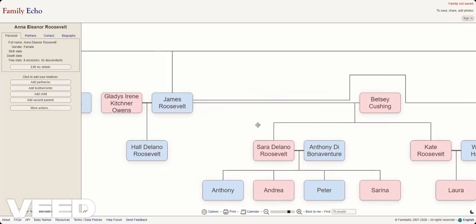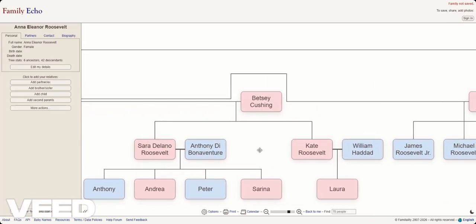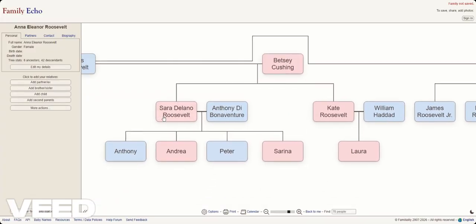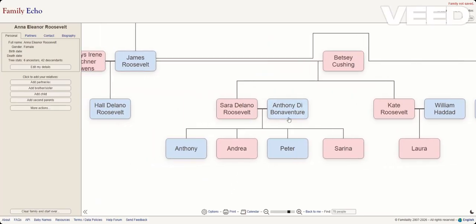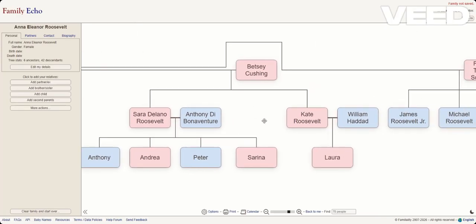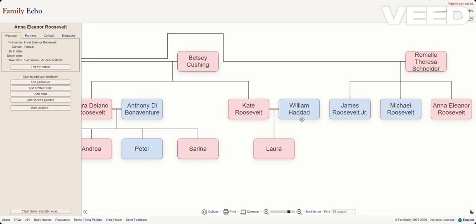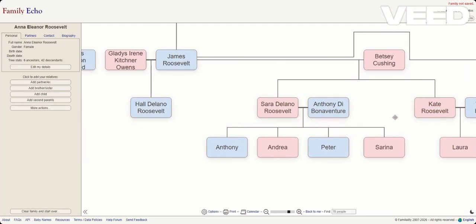So first he married Betsy Cushing, and they had two daughters, Sarah Eleanor Roosevelt and Kate Roosevelt. Sarah married Anthony Bonaventure, and they had four children together: Anthony, Andrea, Peter, and Serena. She was actually married more times, but that was her only husband during her grandmother's lifetime. Kate married William Haddad, and they had a son. They had a daughter named Laura.